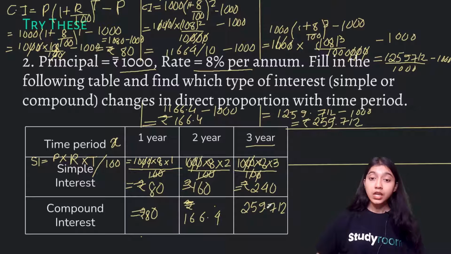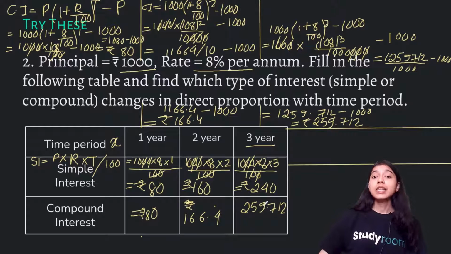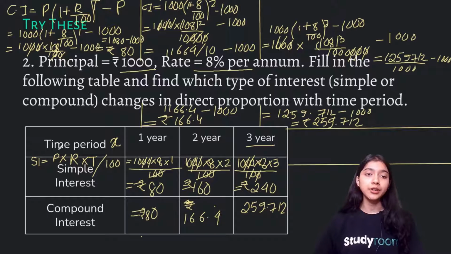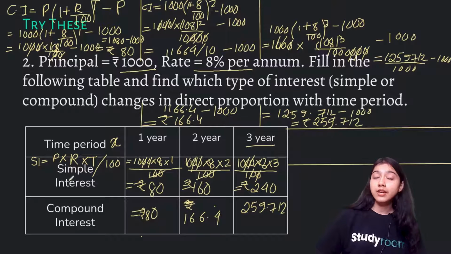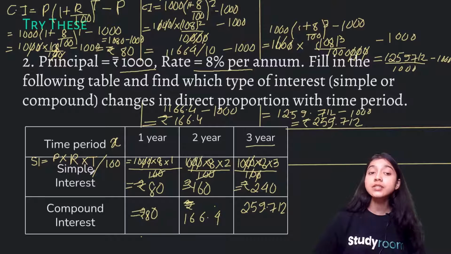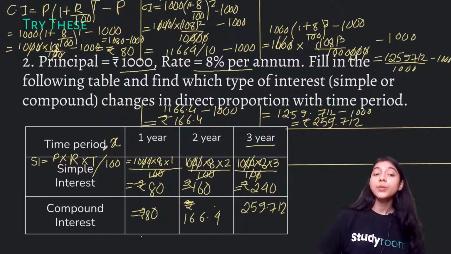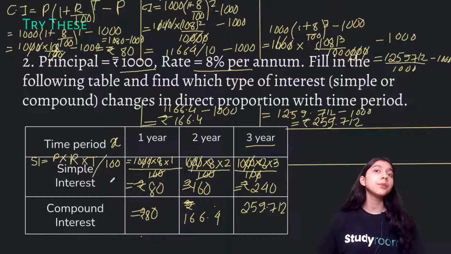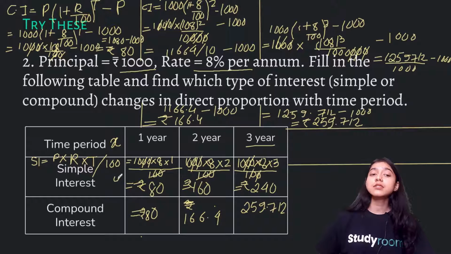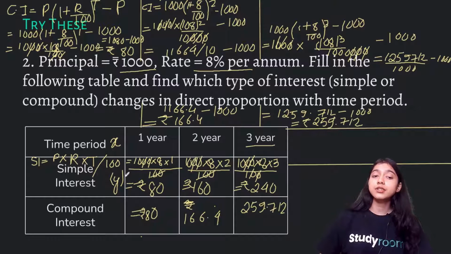259.712. Now what we have to check is which type of interest is in direct proportion with the time period. So we have taken the time period as X and let's take the first case. Let us take simple interest first. Try finding out the ratio with the time period and then we'll take up the compound interest. So let us consider Y as the simple interest in the first case.